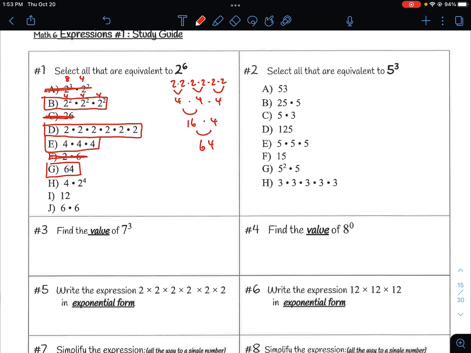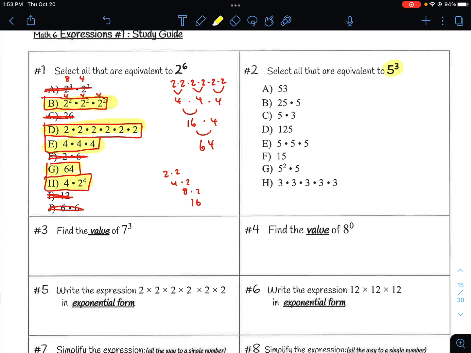4 times 2 to the 4th. What is 2 to the 4th? 2 times 2, which is 4. Times 2 again, which is 8. And times 2 again, which gets us 16. Does 16 times 4 get us 64? It does. So this does work. Does 12 work? It does not. Does 6 times 6 work? It does not. So our answers are B, D, E, G, and H.